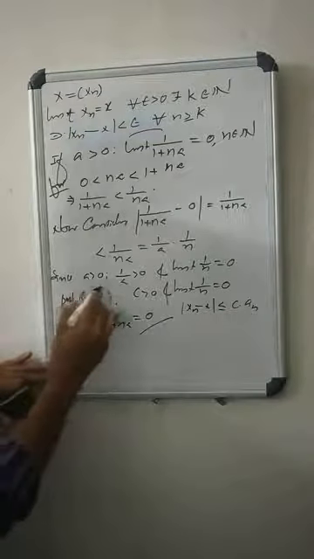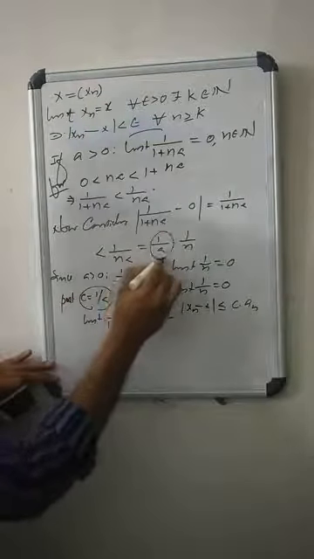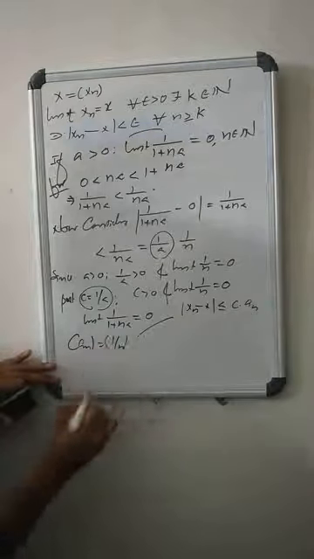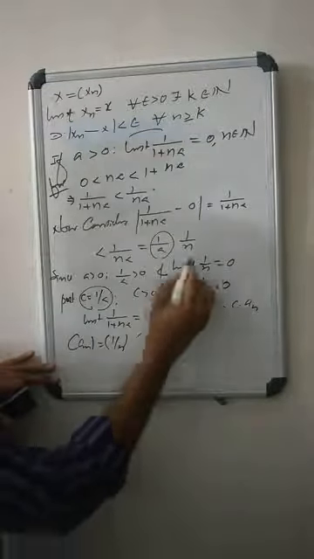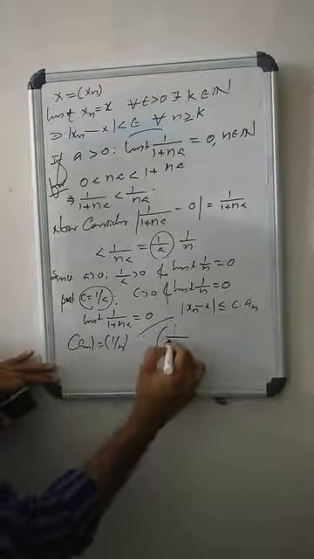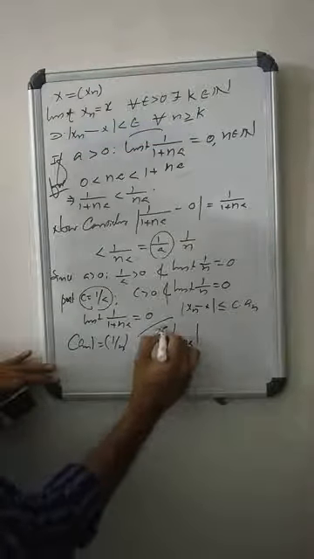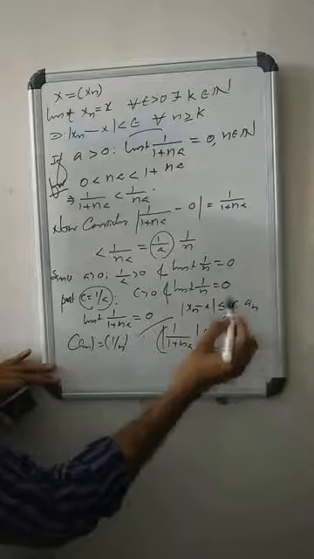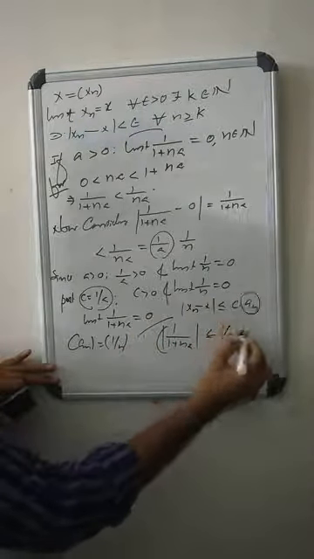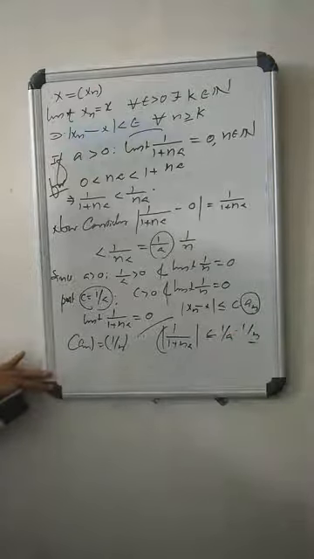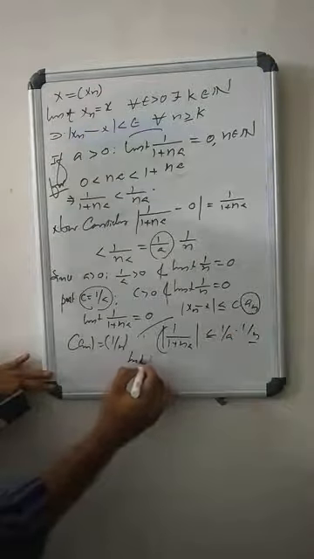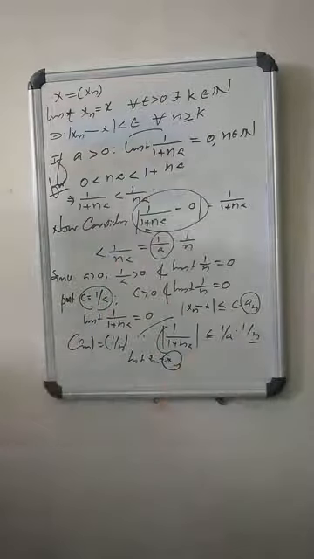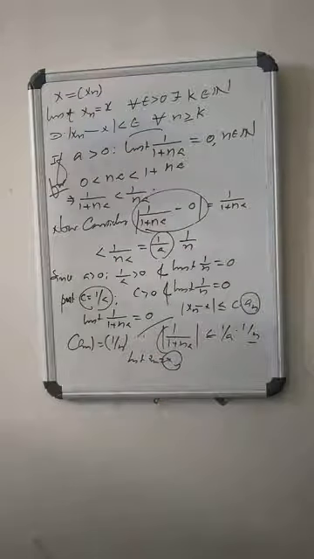What is c? Here c equals 1 by a. And what is the sequence an? The sequence an equals 1 by n. So it is modulus of 1 by 1 plus na less than or equal to c times an, where c is 1 by a, and an is 1 by n. Therefore, limit xn equals x, hence limit 1 by 1 plus na equals 0. Okay.